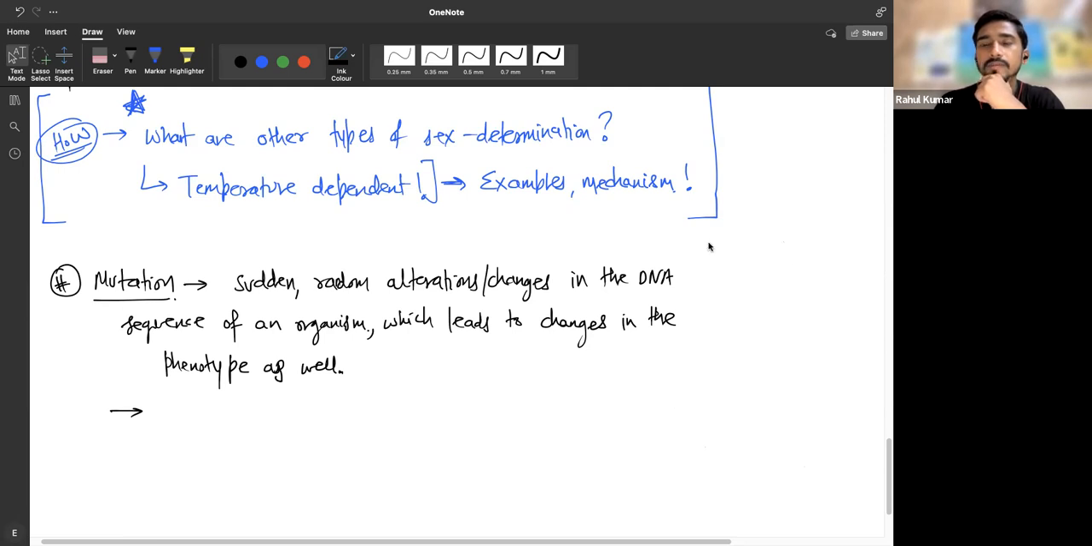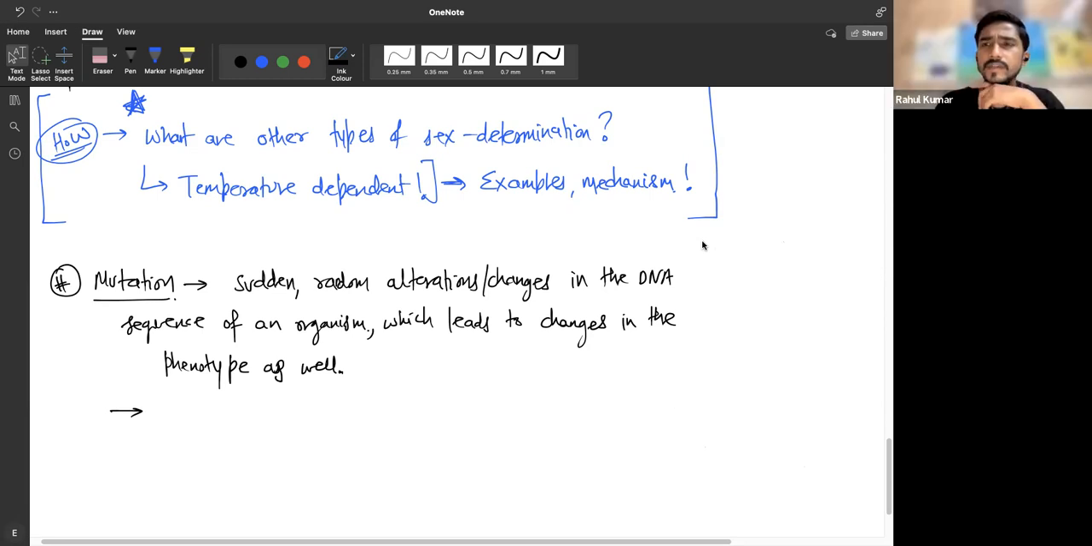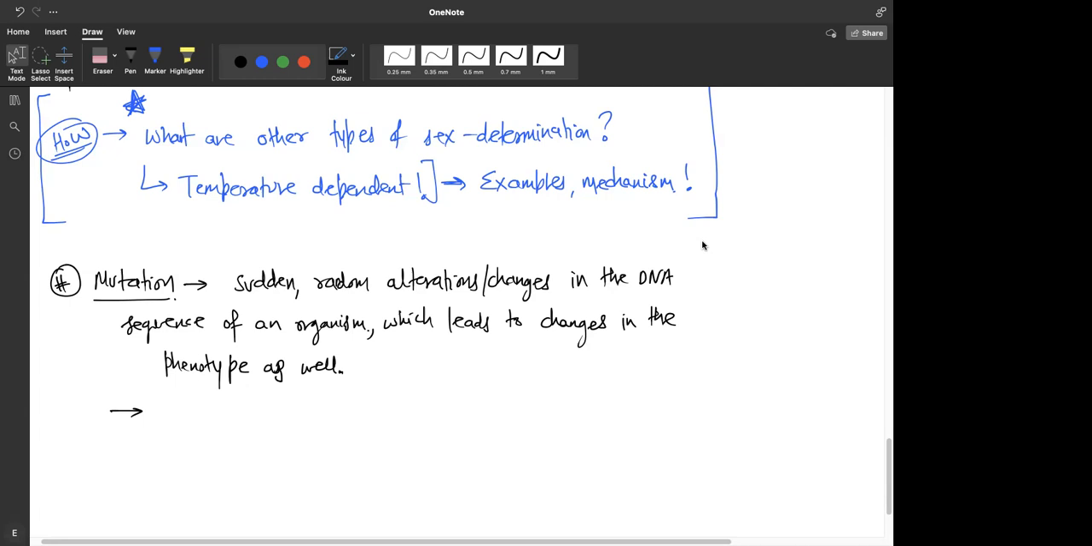What do you think, Saifullah? I think yes. Yes, you think yes. And why do you think yes? What is your rationale behind thinking yes? There will be changes, and changes will be permanent, right? So if they will be reproducing, then the DNA which got changed will also be acquired by the offspring.